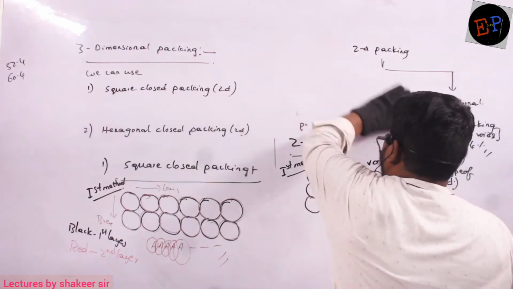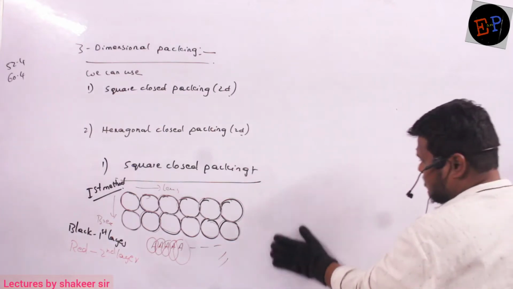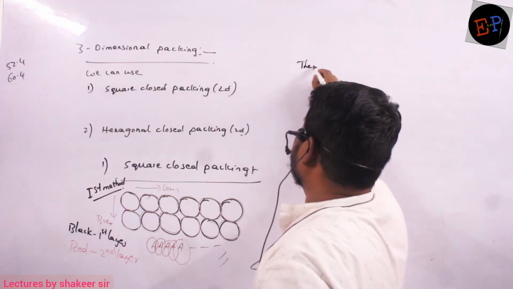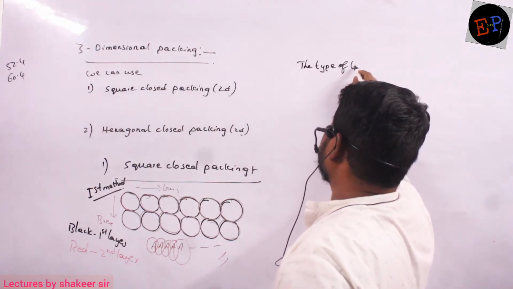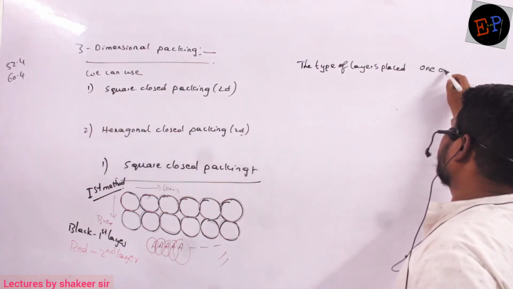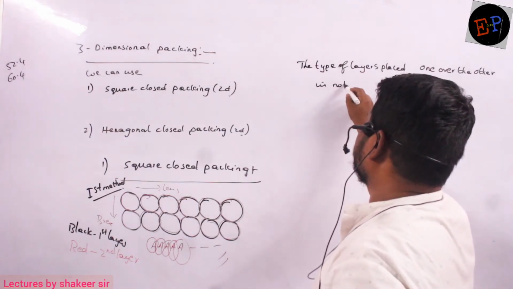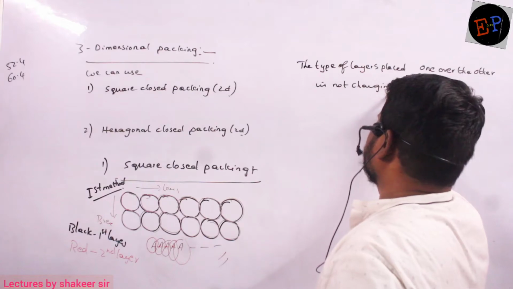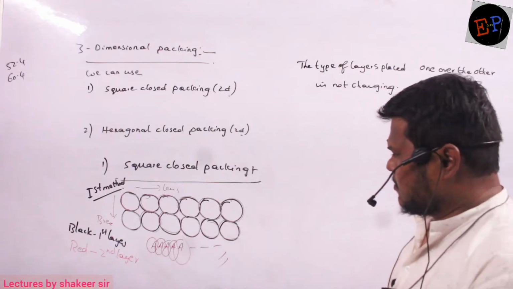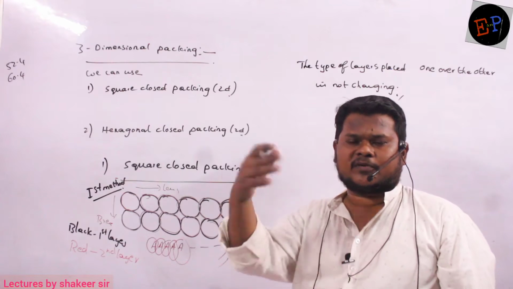Clear? So therefore, listen very carefully. If you don't understand these basics, you cannot understand the higher figures. So therefore what we write here, we write that the type of layers placed one over the other is not changing. Okay. So that is why it is called as A layer. Any number of layers you can place. Are you able to understand? So one layer of black, one layer of red, one layer of green, any number of layers you can place.